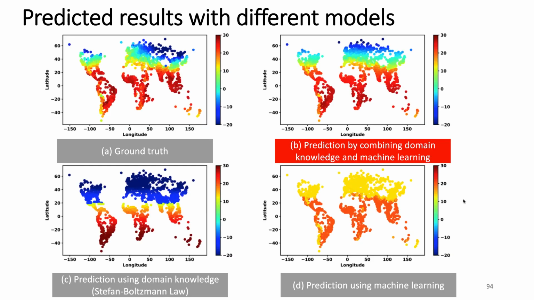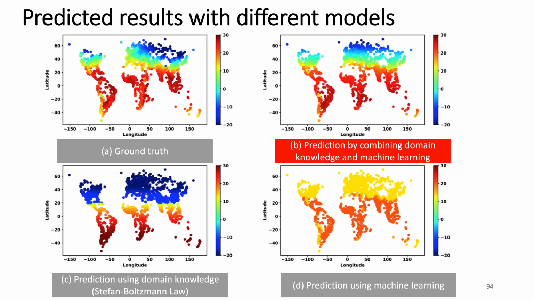After that, we also did a case study on the predicted results to show how those model building processes help. Here, we first show the ground truth temperature of the globe. So we can see that they vary a lot in different locations. And here, we also show the prediction results by different models: the combined model, the domain knowledge model, or the machine learning model purely.